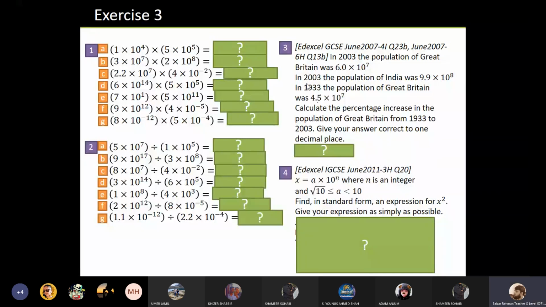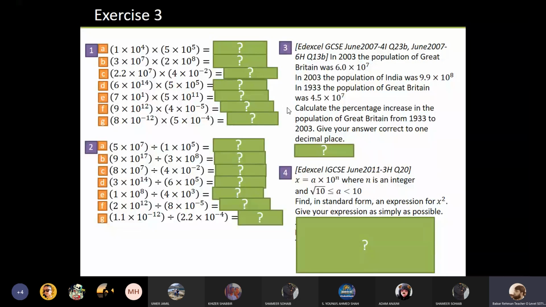Okay, in 2003, can you put your attention a bit over here in question number 3? I will explain. Now you tell me what should be the formula. In 2003, the population of India was 9.9 multiplied by 10 power 8. In 1933, the population of Great Britain was 4.9 multiplied by 10 power 7. Calculate the percent increase in the population of Great Britain from 1933 to 2003.